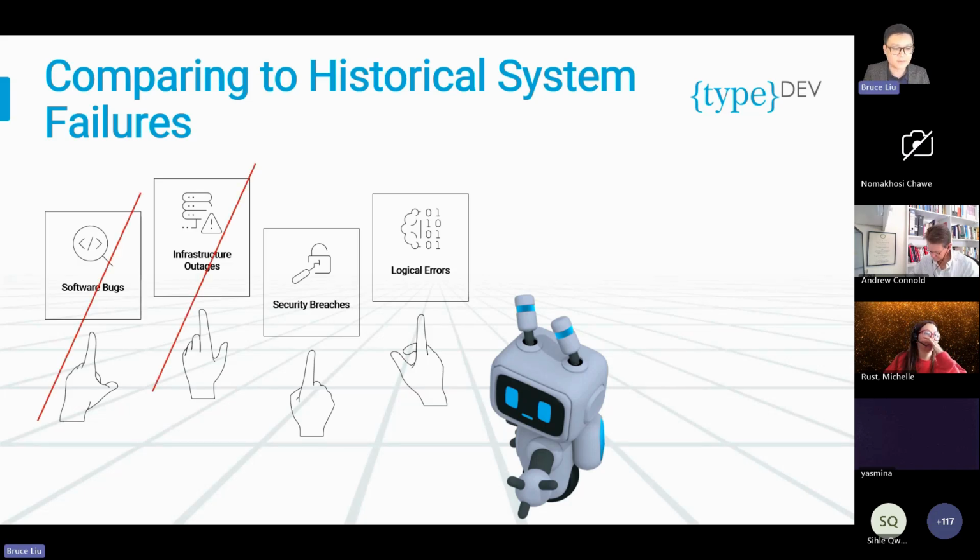We have less focus on software bugs because the models would run as expected. There are not many big interface changes when it comes to an AI model. And there are a lot fewer infrastructure outages because we've covered the majority of those issues.